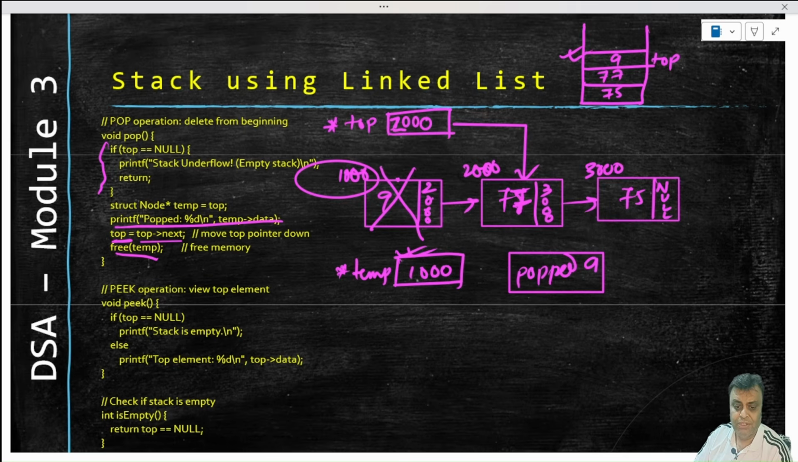What is the order of this? The time complexity for this is going to be order of 1, because we are deleting from the top. We have direct access to the top, therefore order of 1. The space complexity will also be order of 1, right?